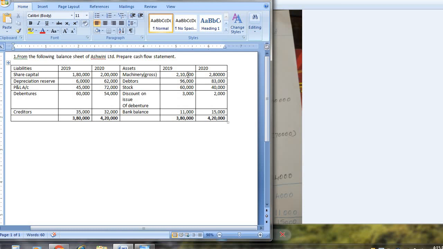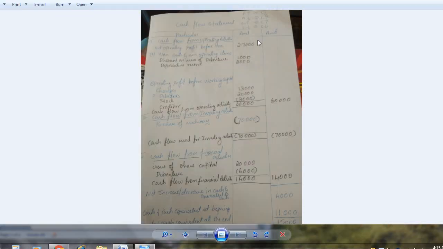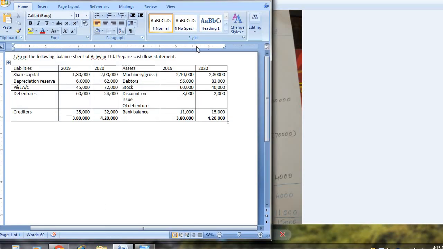Machinery is an asset. So one important rule I have told here is, if asset increases, cash decreases. If asset decreases, cash increases. If liability increases, cash increases. If liability decreases, cash also decreases. And very important is, here what we do is, first we have to take the cash or equivalent to cash.